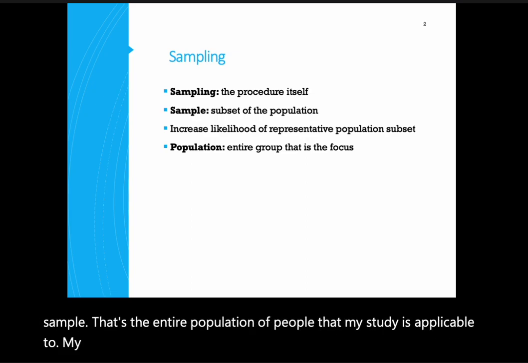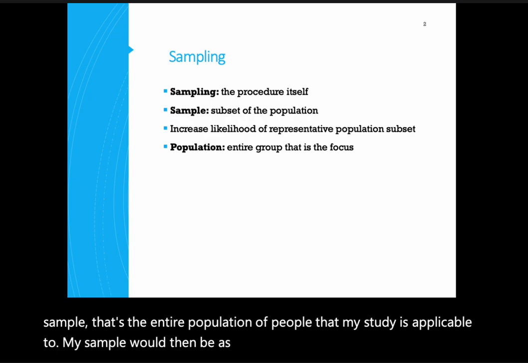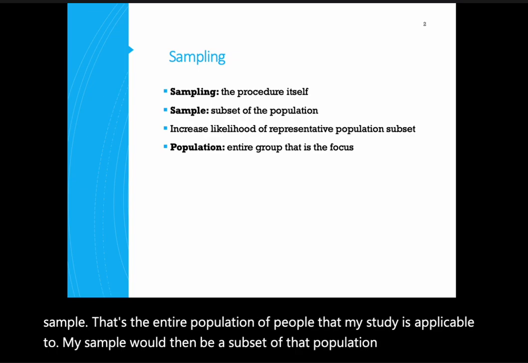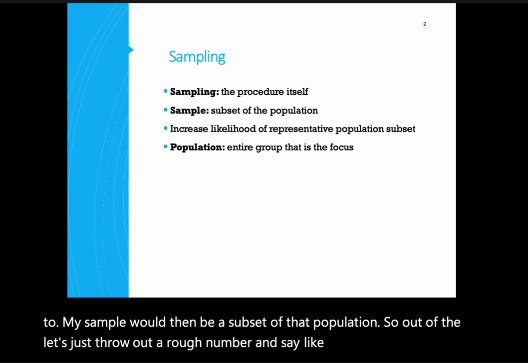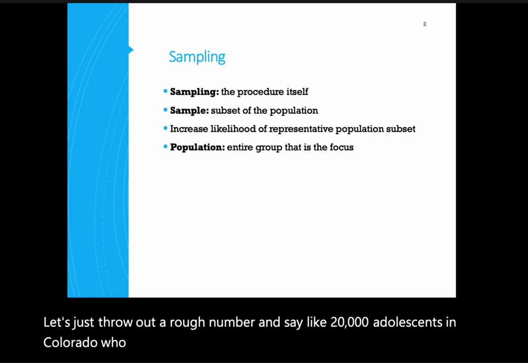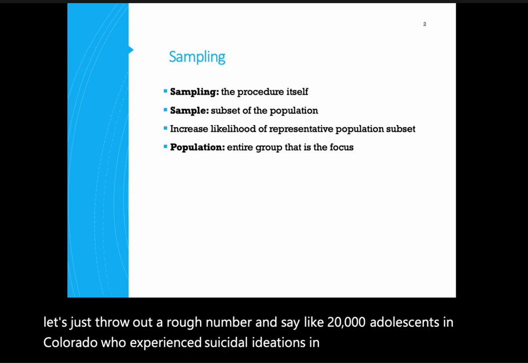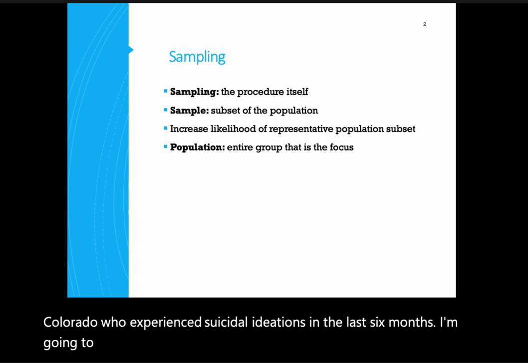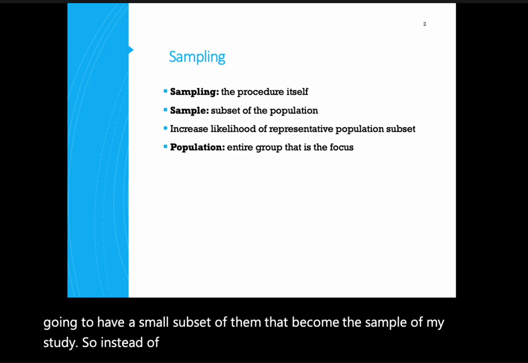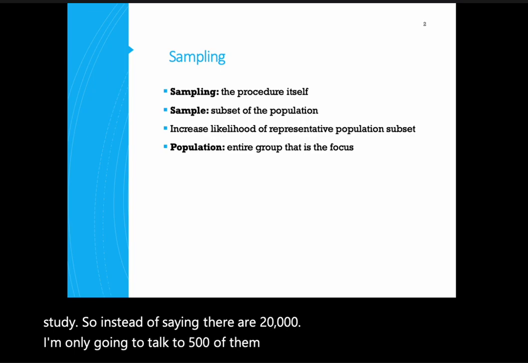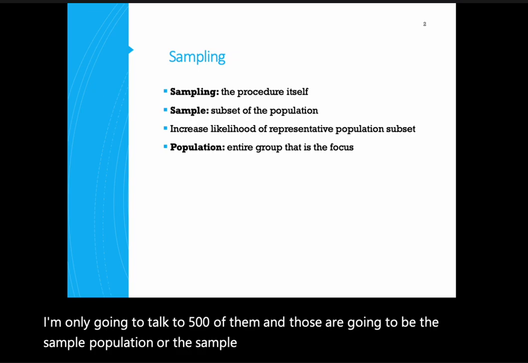My sample would then be a subset of that population. So out of, let's just throw out a rough number, say 20,000 adolescents in Colorado who experienced suicidal ideations in the last 6 months, I'm going to have a small subset of them that become the sample of my study. So instead of saying there are 20,000, I'm only going to talk to 500 of them. And those are going to be the sample set of people who are going to partake in my study.